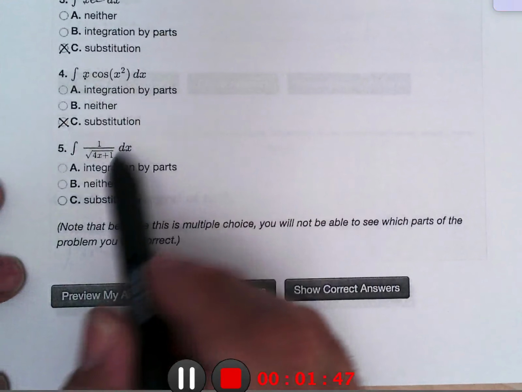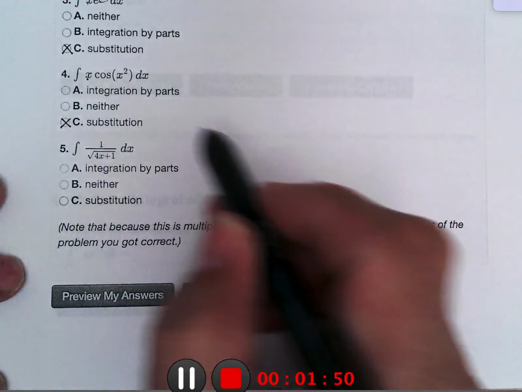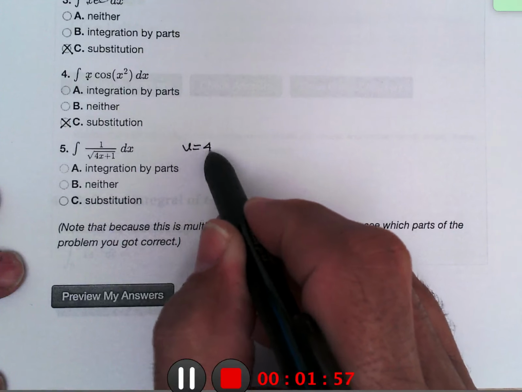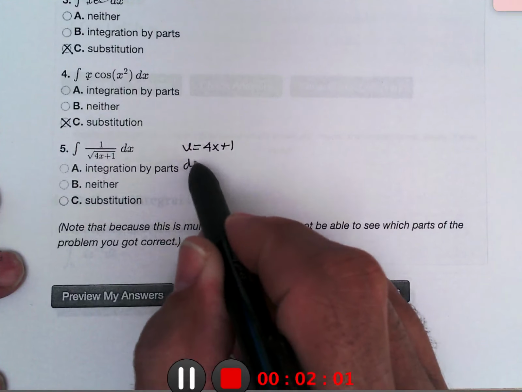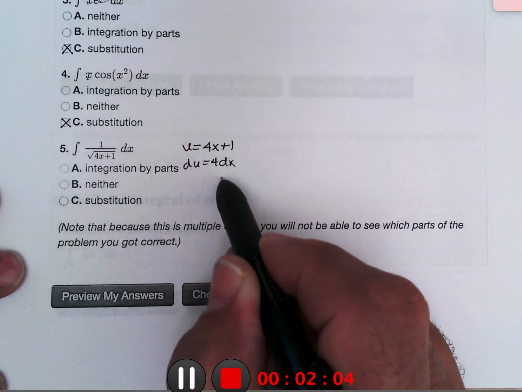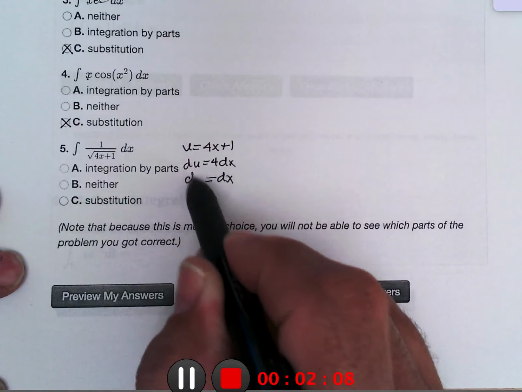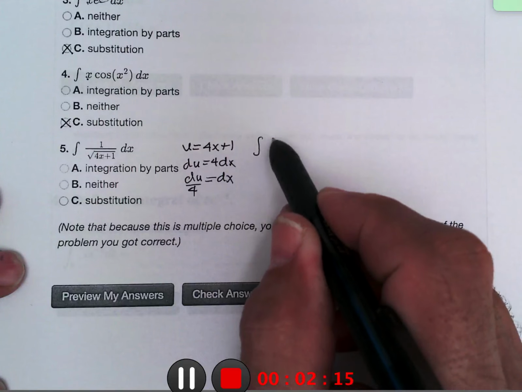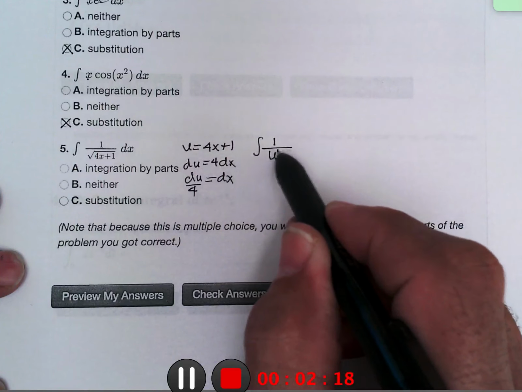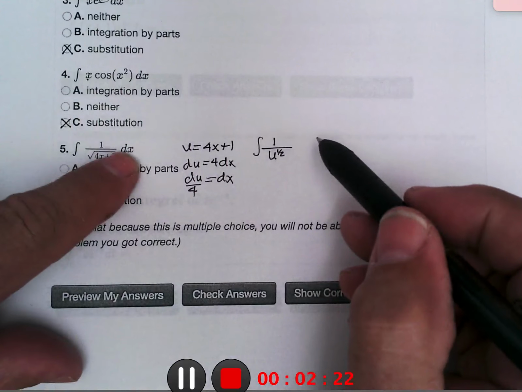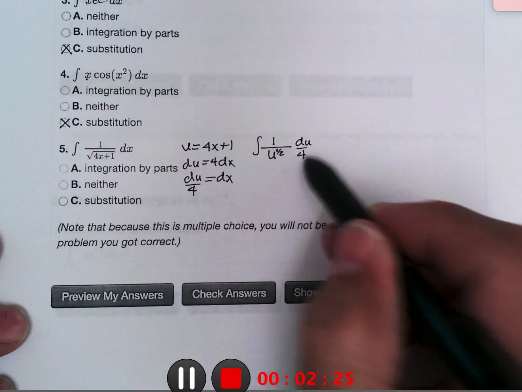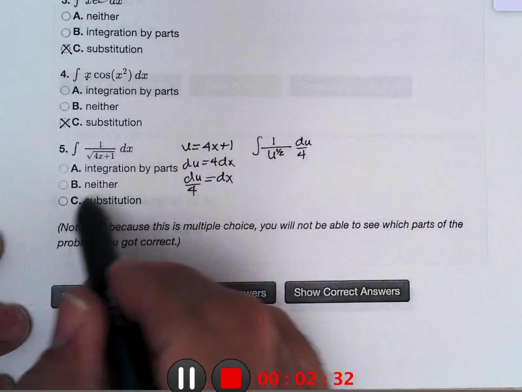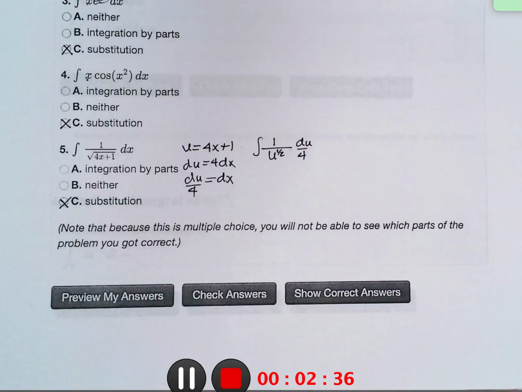This one doesn't look very promising, so I'm going to work on this one a little bit here. Let's see if substitution helps. We let u be the 4x plus 1. Du would be 4 dx, and dx would equal du over 4. So this would become the integral of 1 over u to the 1/2, and dx becomes du over 4. The 1/4 comes out. This is u to the negative 1/2. And you can integrate that, and so substitution is all we need for that one.